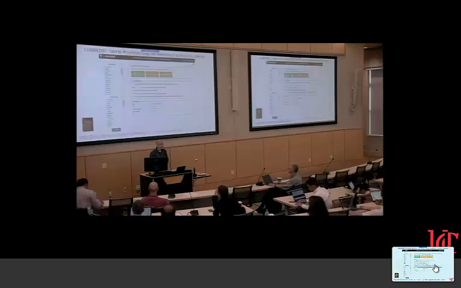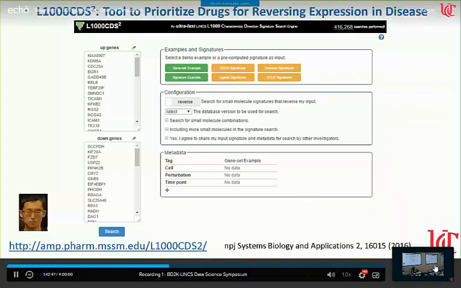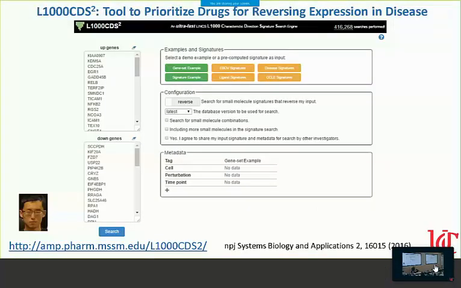So we at the DCIC also created a query tool to query the CMAP data. And this is our version. It's called L1000 CDS square. We used a different method to compute signatures to identify differentially expressed genes. And we have a subset of the signatures.